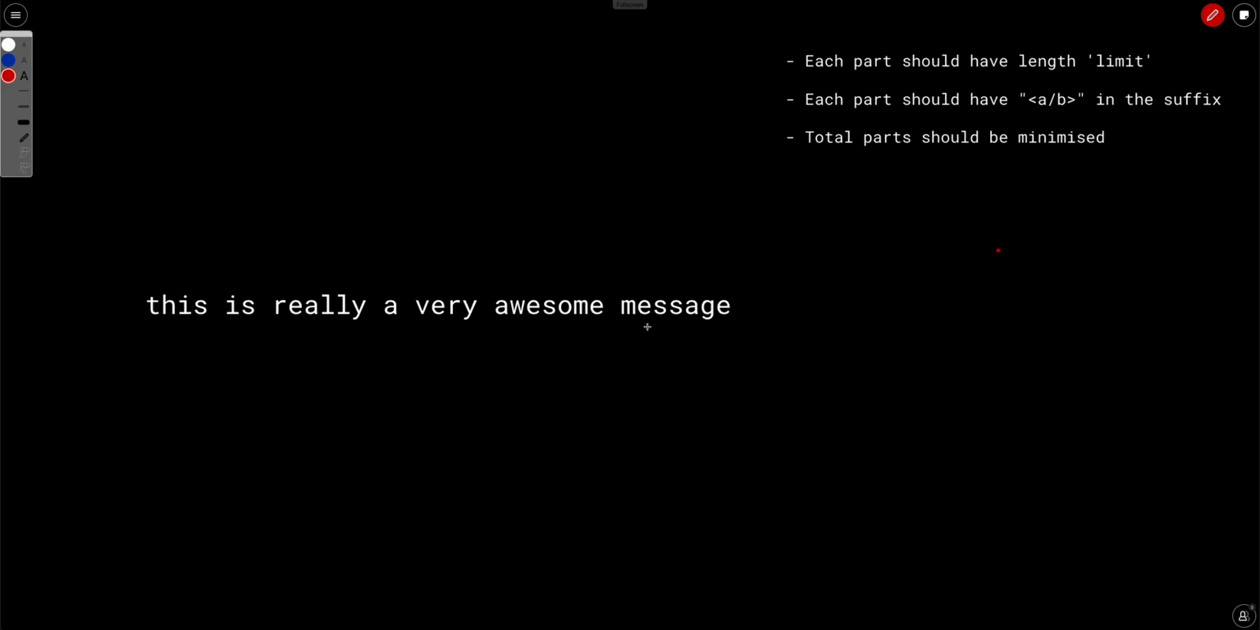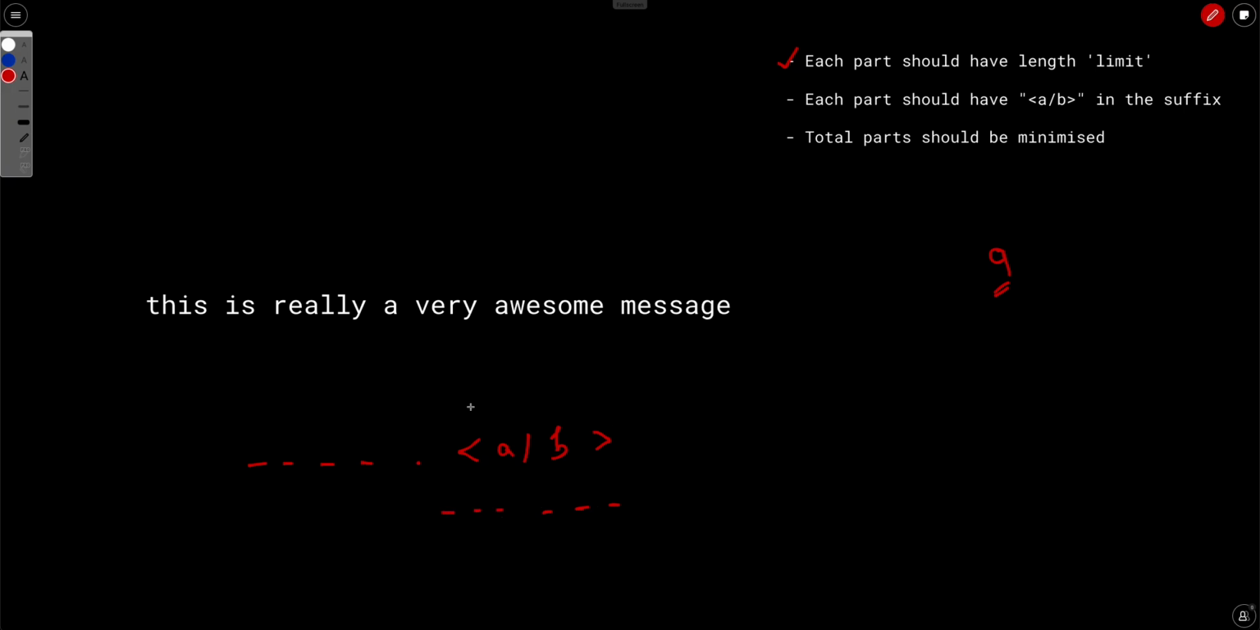Now, let's say this is the message that you have, and the number of parts is 9. Now think about it. This is the constraint: each part should have length limit. So if each part has length limit, you don't have many choices here, right? You have to select something, and after that something you will have a by b. Now b would take some space, say some characters, and similarly a would take some characters.